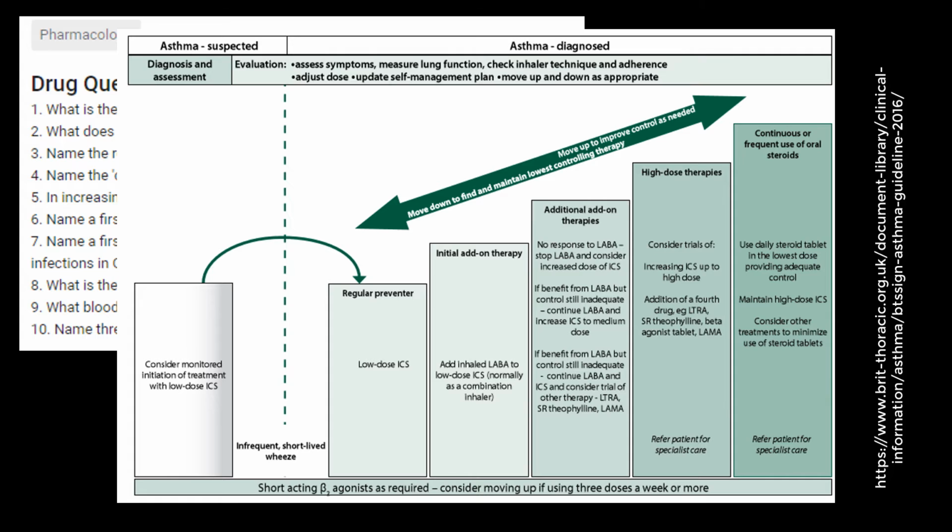And then further on to that, you can use a daily steroid tablet like prednisolone in the lowest dose possible to provide adequate control. You maintain those high dose inhaled corticosteroids, the beclomethasone or fluticasone, for example, and consider other treatments to minimise the use of steroid tablets. But this is all in the realms of specialist care, and this provides a really good example of what your stepwise algorithm in general practice should be.